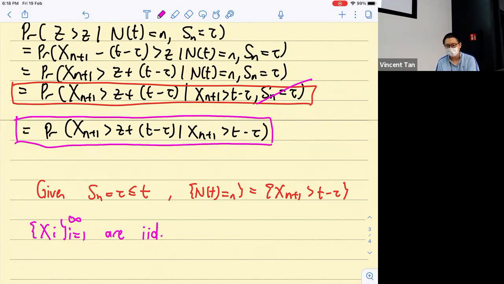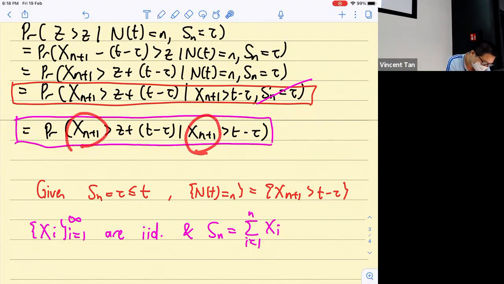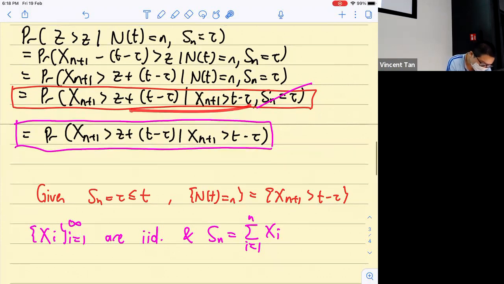Here, all the xi's are iid, and the Sn is only a function of the first n inter-arrival times. So now we are talking about the n plus first here. These guys here are independent of this guy, so I can drop it. This is because we are dealing with renewal processes, so all the inter-arrival times are independent. The last step is not so difficult.